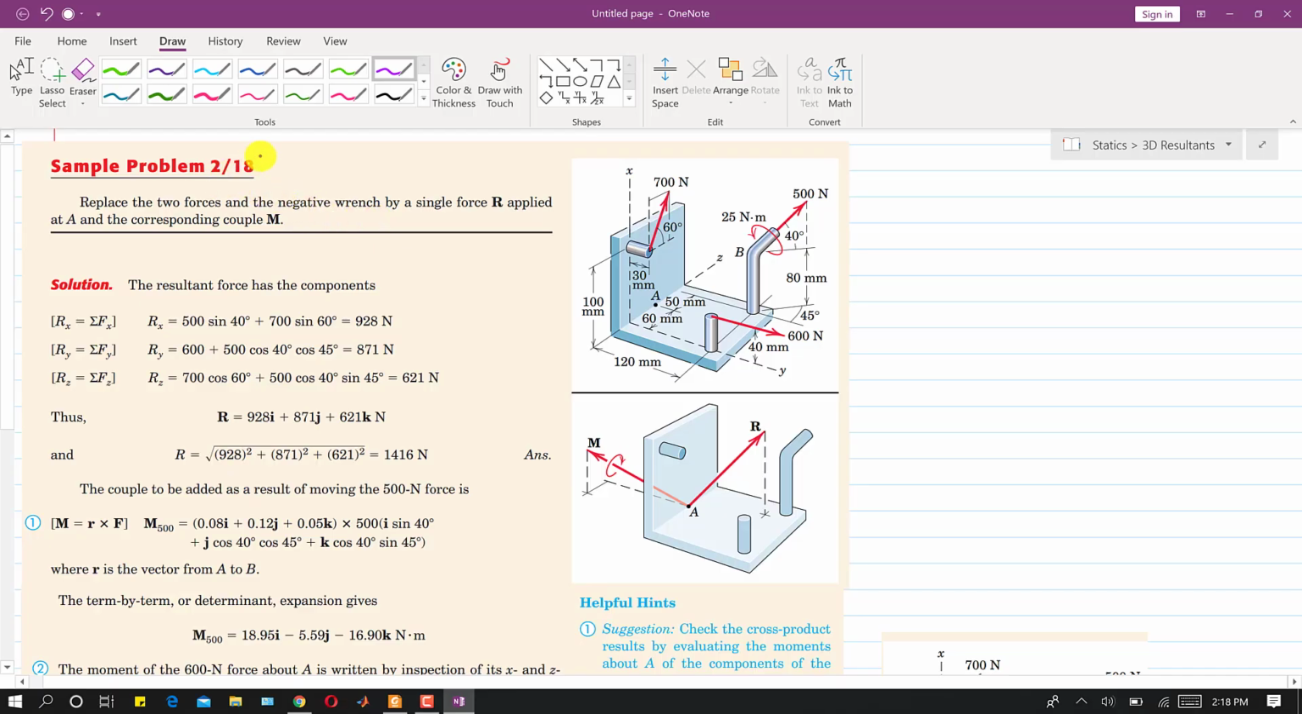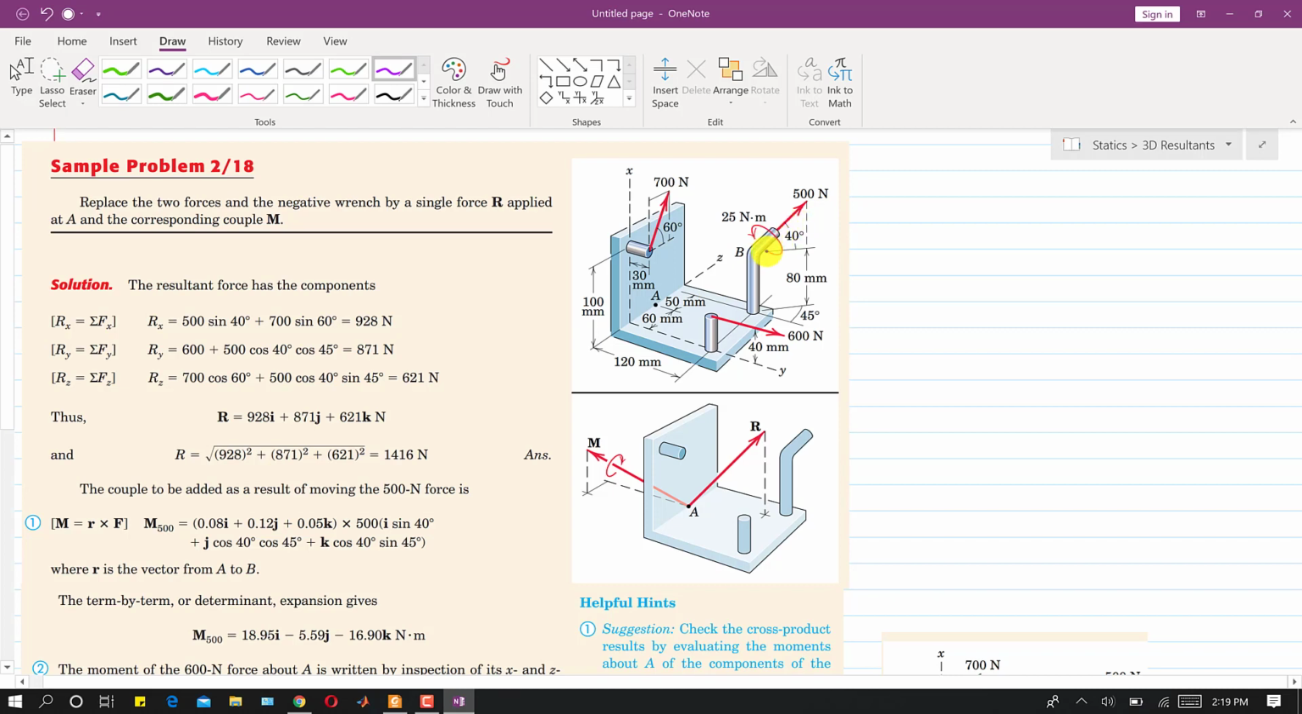Now I am going to solve this third sample problem from the 3D resultant topics. So we will use the wrench concept that we have just developed, right? In this problem it is said to replace the two forces and the negative wrench by a single force R applied at A and the corresponding couple M, right?